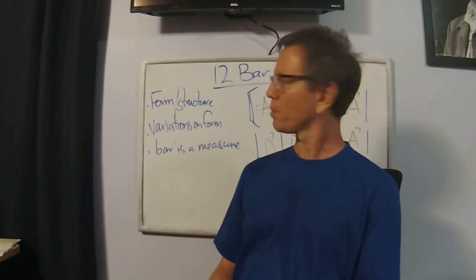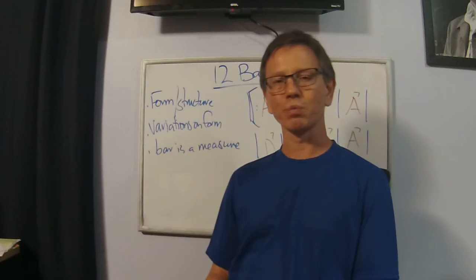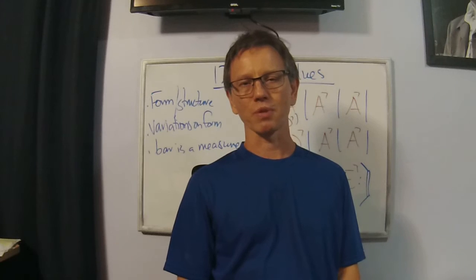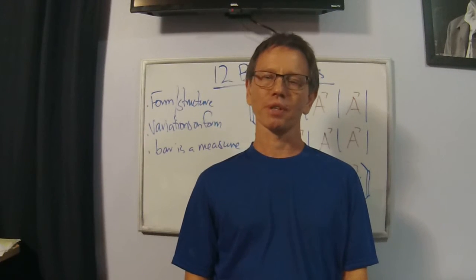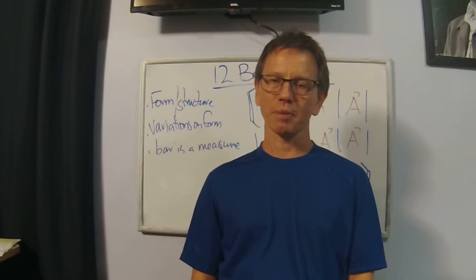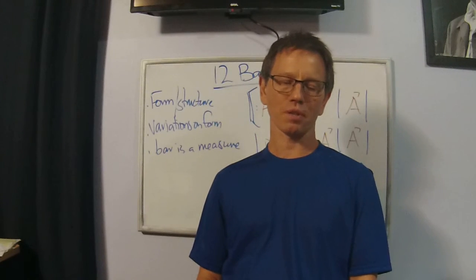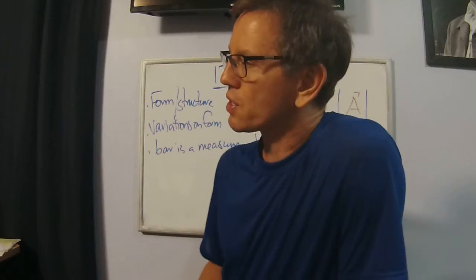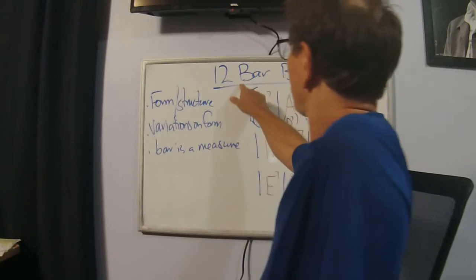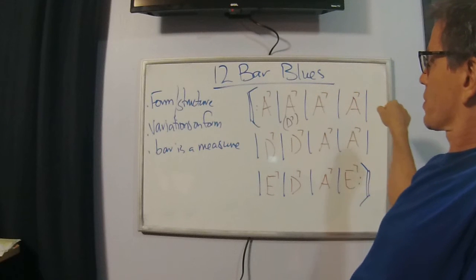Okay, now what we're going to talk about is a really common form in music, in rock and roll, blues, country. This is a really common structure. You'll see this mentioned a lot with blues, and it's called the 12-bar blues progression.